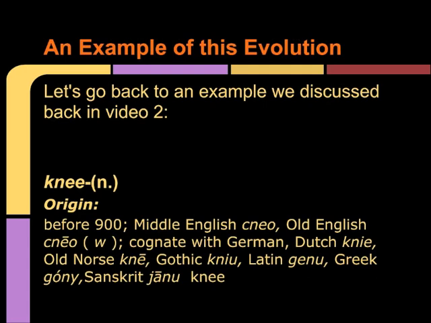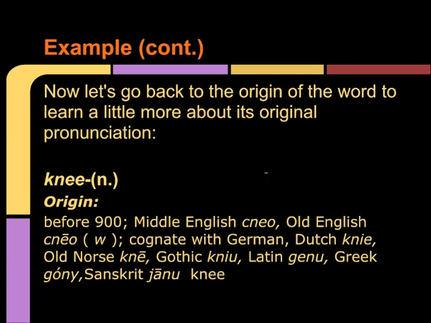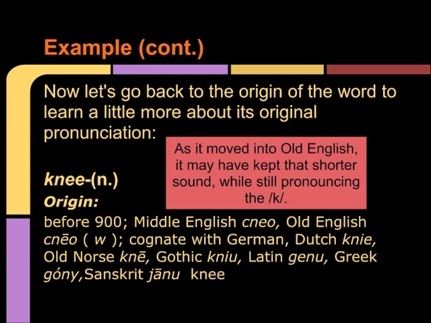An example of this evolution. Let's go back to an example we discussed back in video 2, the word knee. Starting with the Old Norse, the word was most likely pronounced with a different vowel sound, similar to the long A, but shorter. The consonant K was pronounced, so most likely this was pronounced as "kne." As it moved into Old English, it may have kept that shorter sound while still pronouncing the K.